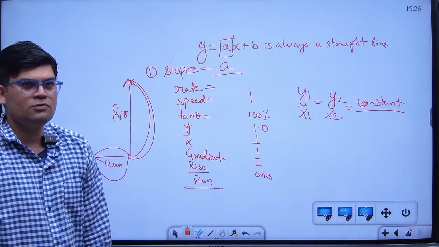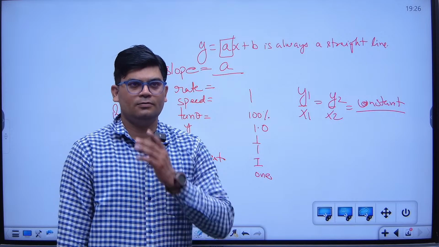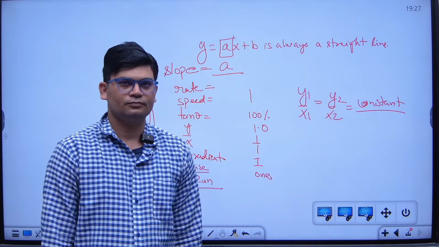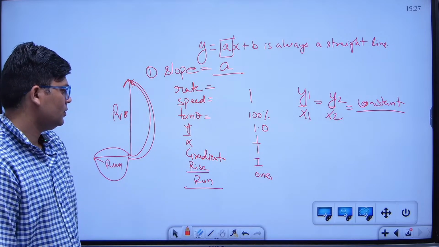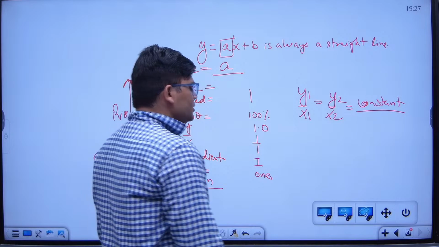y1 upon x1 is equal to y2 upon x2 is equal to constant. All right? Any doubt? Okay. So that means the first thing that you can draw out from the graph is what is the slope.